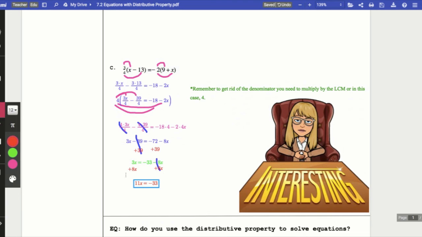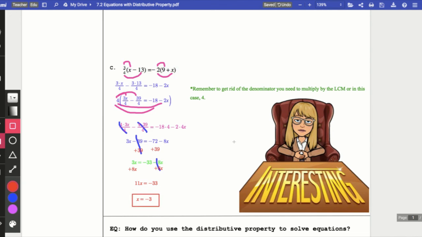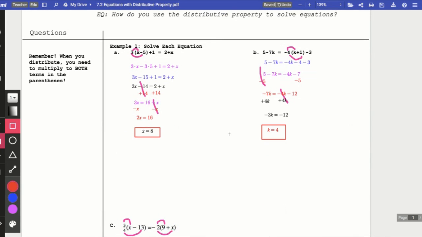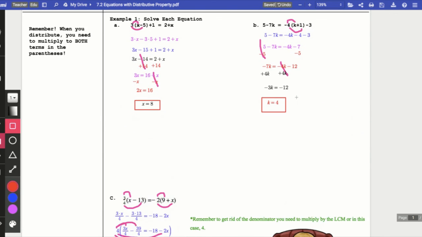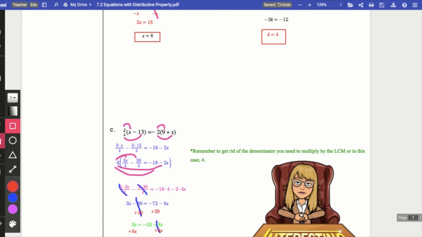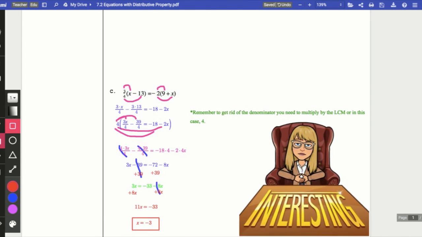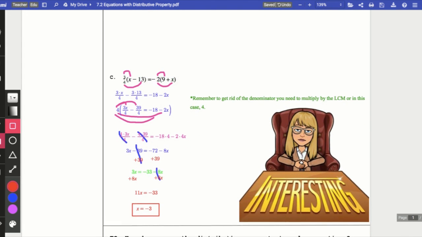And then last step, just divide. Negative 33 divided by 11 is negative 3. So x is going to equal negative 3, and that is our solution. So we did a lot of work today. We practiced with the distributive property, the distributive property and fractions, and distributive property on both sides. So hopefully you feel confident and are ready to tackle those problems today.